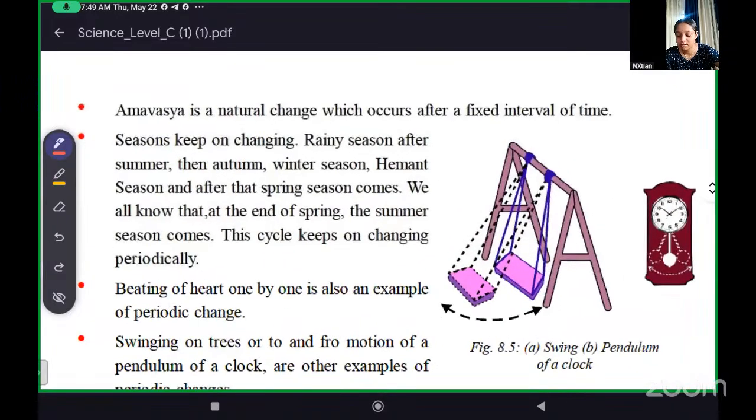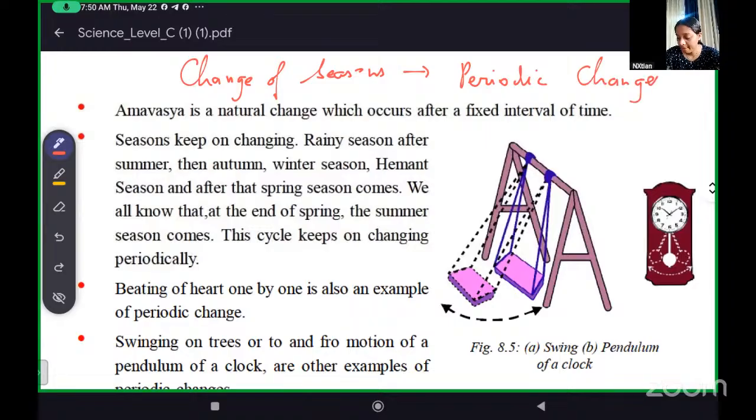What are some examples? Seasons keep changing, right? We have summer, then we have rainy season and winter season, and in the middle we also have autumn, spring and all. All those season changes happen because they have a particular time period. After a fixed time, they automatically change. So the change of seasons is known as periodic change, or such changes in which change takes place after a particular period of time are called periodic change.